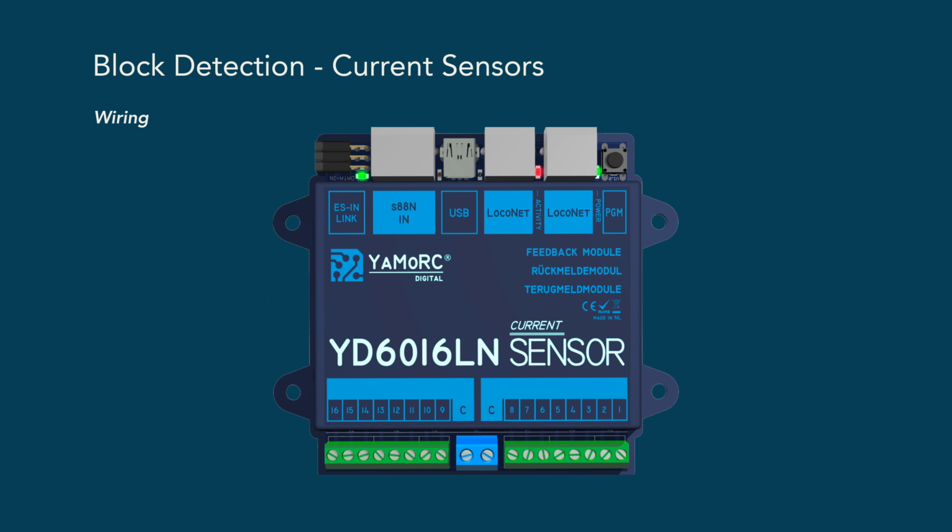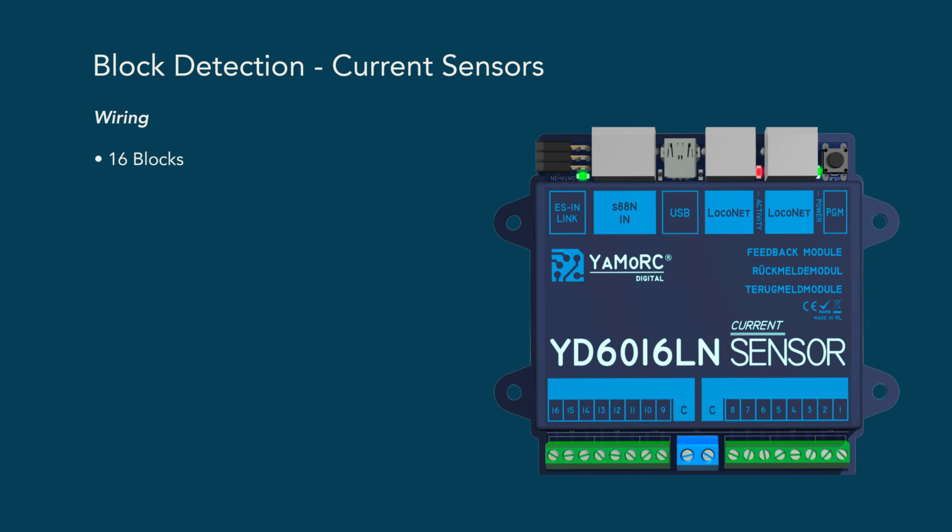This unit is capable of detecting a current change on 16 separate blocks, but despite that, the wiring is quite simple and appears to be typical for this type of device. Obviously, to detect a current change, the sensor needs to be wired into each block. However, only the positive wire from each block needs to be wired into the device, and all of the blocks can share a common negative feed.